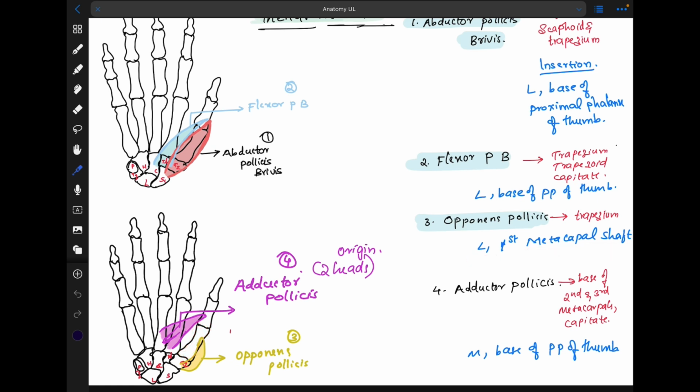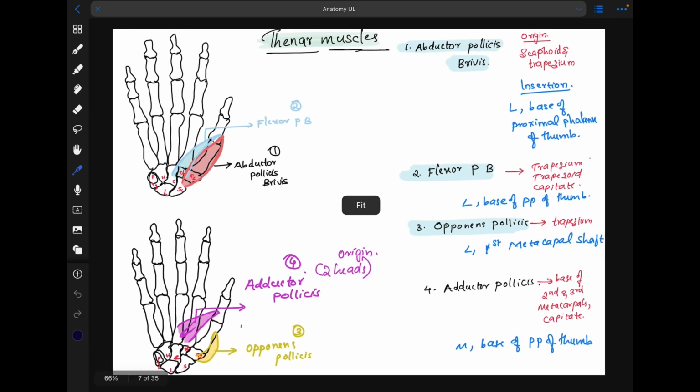Next is adductor pollicis. It has a speciality: it has 2 heads, that is this and this. It arises from the bases of the 2nd and 3rd metacarpals, and also the capitate bone, and it is attached to the medial aspect of the base of the proximal phalanx of the thumb. So I hope this much is clear.